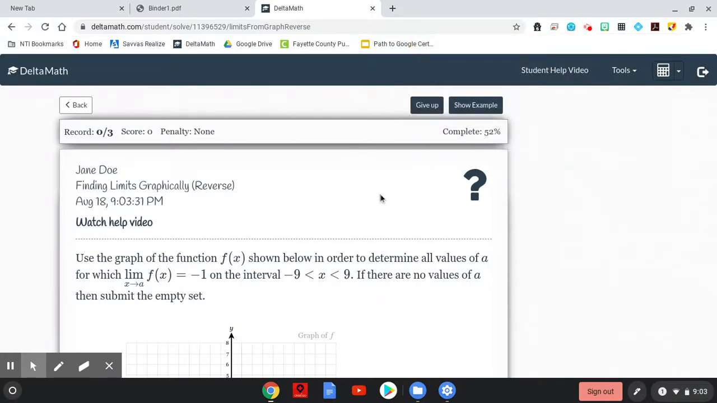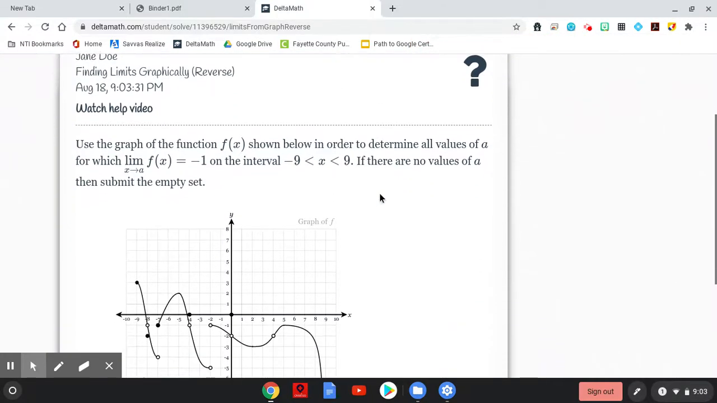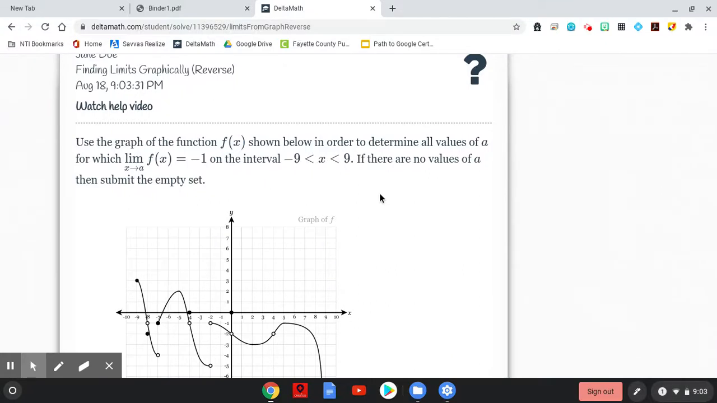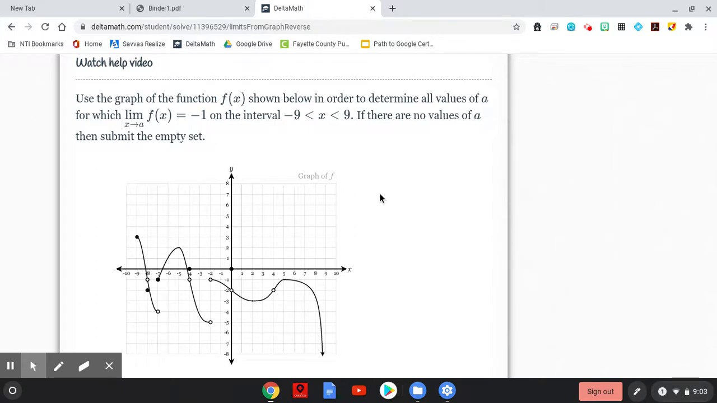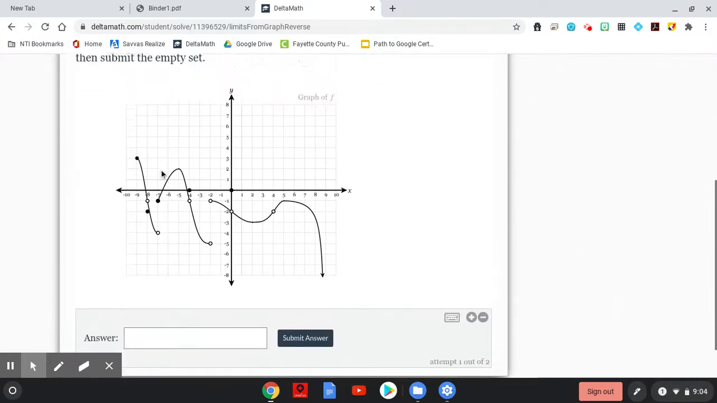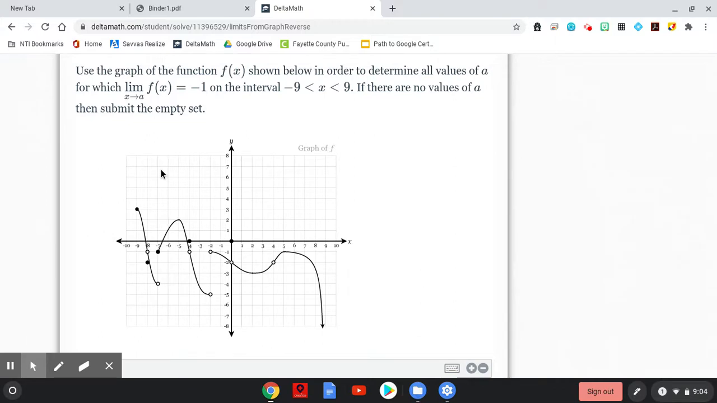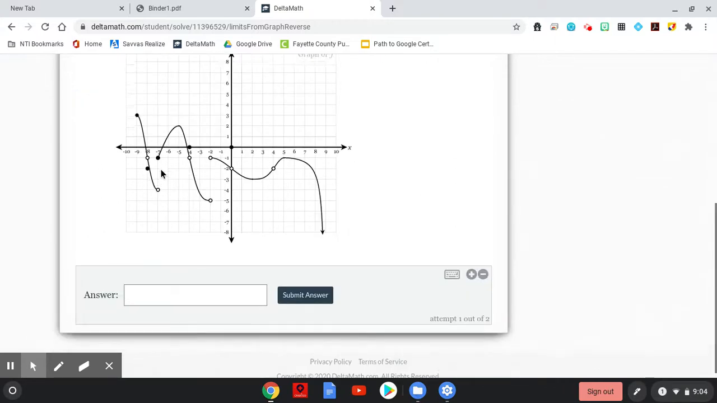Okay, and then that last one did say I was right, but I had to stop the recording and continue it. Okay, so finally, use the graph of the function f of x shown below in order to determine all values of a for which the limit as x approaches a of f of x equals -1 on the interval from -9 to 9. If there are no values of a, then submit the empty set.